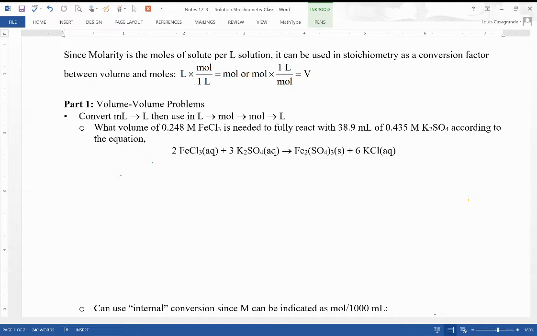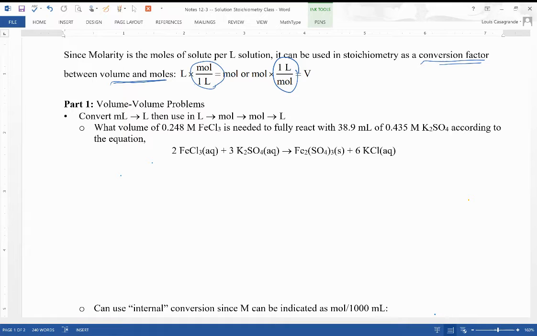As we talked about in the previous lesson, the molarity can be used as a conversion factor between volume and moles. We can either use the molarity, straight moles over 1 liter, or we can invert it and use 1 liter over the molarity. So let's take a look at some quick, easy volume to volume problems.